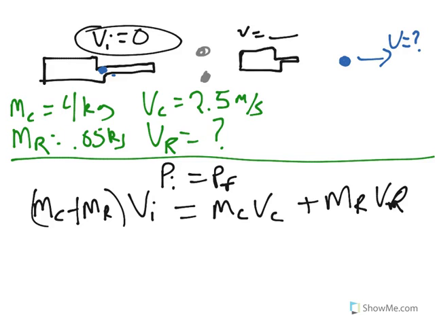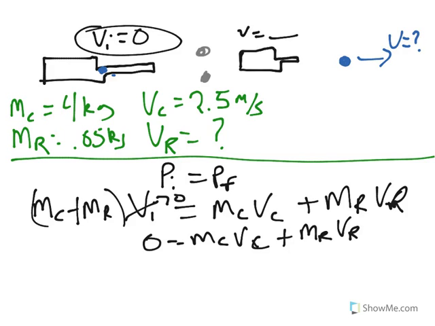Now, you should note that the initial velocity was 0 because it's not moving initially. And so 0 should equal the mass of the cannon times the velocity of the cannon plus the mass of the racquetball times the velocity of the racquetball. Alright, and that should quickly lead you to this conclusion: the mass of the cannon times the velocity of the cannon should equal the mass of the racquetball times the velocity of the racquetball, except negative.